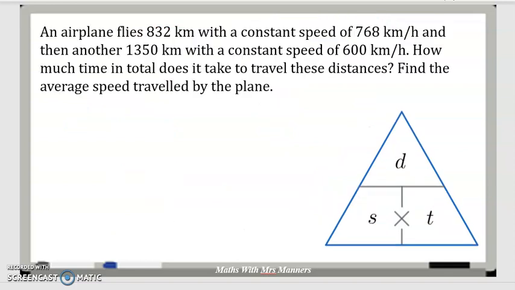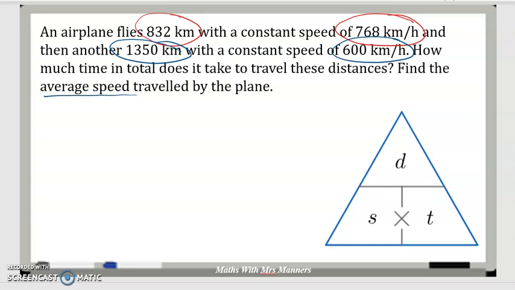All right, last example. This one's the hardest one. Not too bad, but you've got to really understand your concept of speed. Okay, so a plane travels 832 kilometers with a constant speed of 768 kilometers per hour. So it travels a certain distance at this speed, and then it travels another distance at a different speed. Find how much time in total it takes to travel these distances and find the average speed of the plane. See, the average speed just means the overall speed for the whole journey.